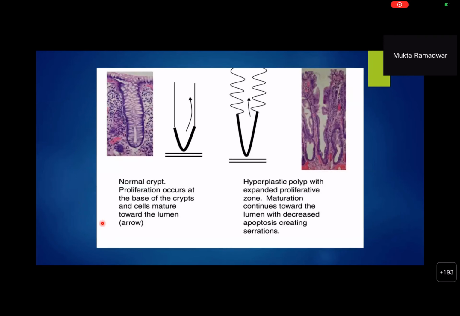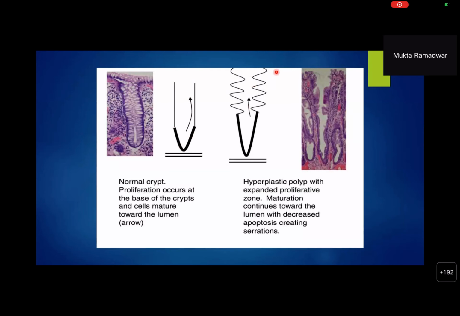So this is a normal crypt where the proliferation occurs at the base of the crypts, and when the proliferation happens, the cells move onto the top along these lines, and then they die and are shed off in the lumen. But when a serrated polyp happens, the basic abnormality is the ability of these cells to mature, to move upward, and to die as well.